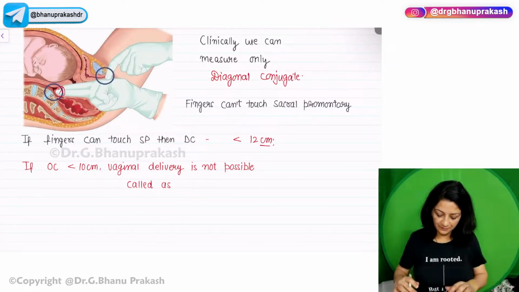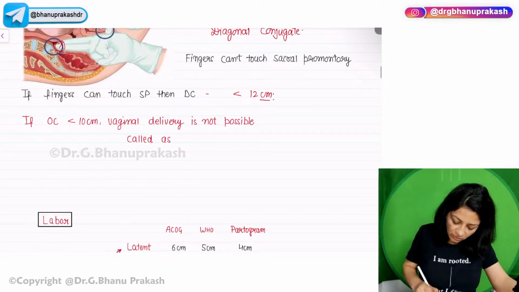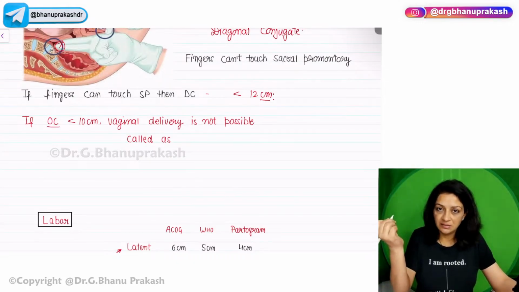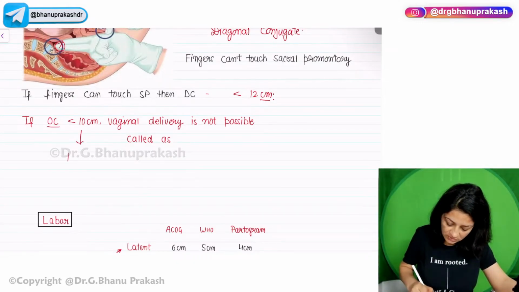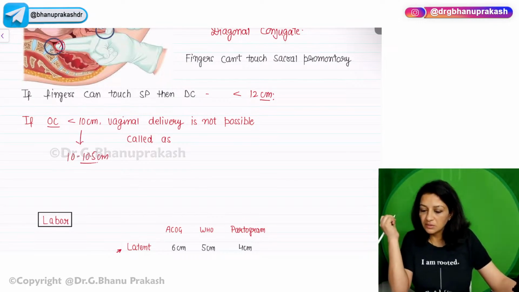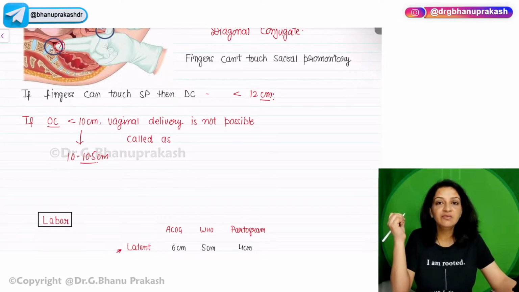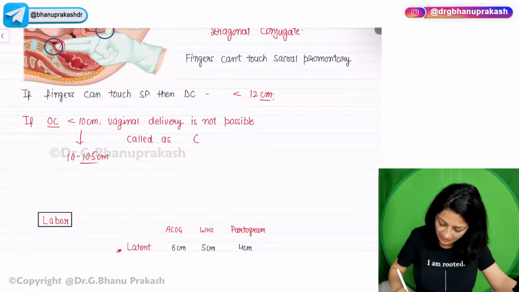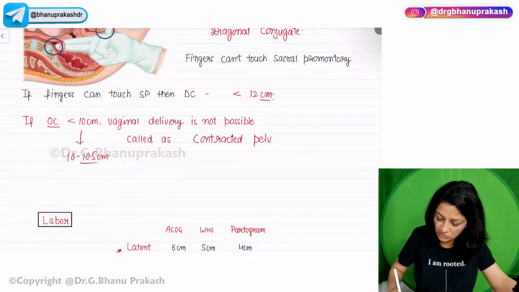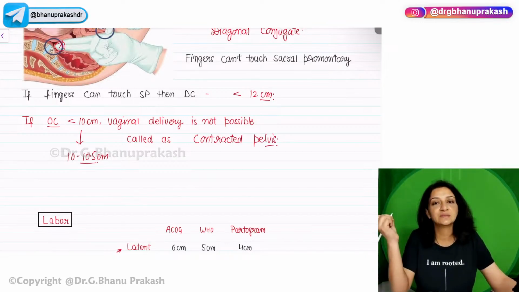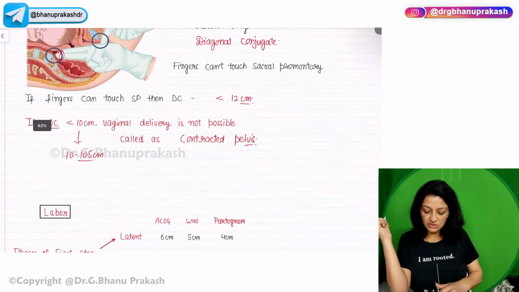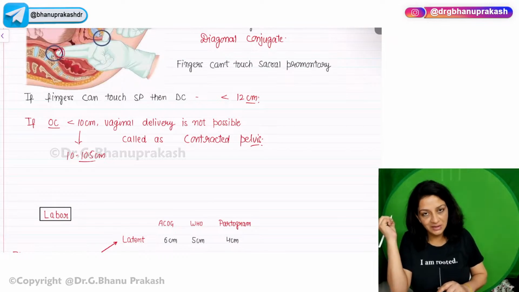So if the obstetric conjugate is less than 10 centimeter, जैसे मैंने आपको बताया normal value is 10 to 10.5 centimeter, then vaginal delivery is not possible, and this is called contracted pelvis. So normal delivery is not possible in case of contracted pelvis.